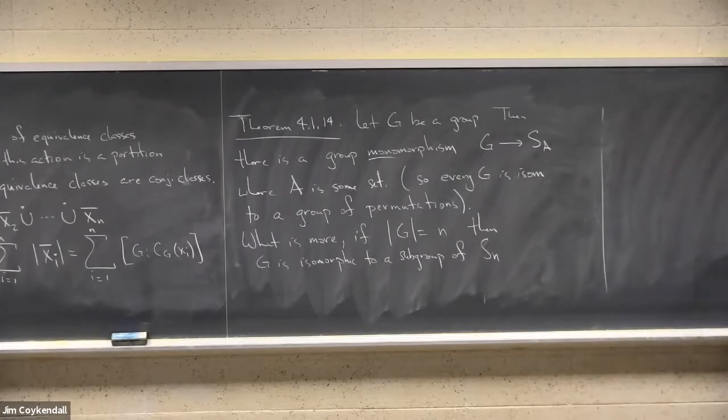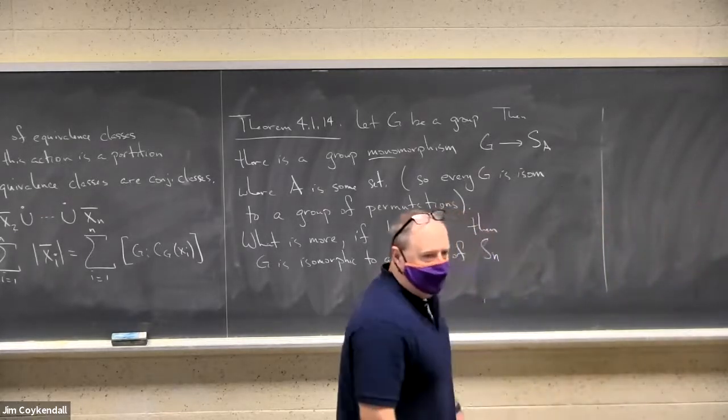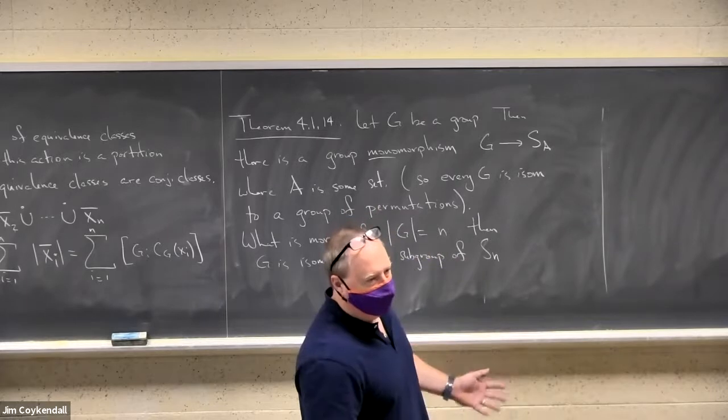Now, let me point out that if you want to do things generally, then this is pretty much best possible, right? Because there are bad examples out there. However, in practice, if I have a group of order n, putting it inside Sn is ridiculously big, right?